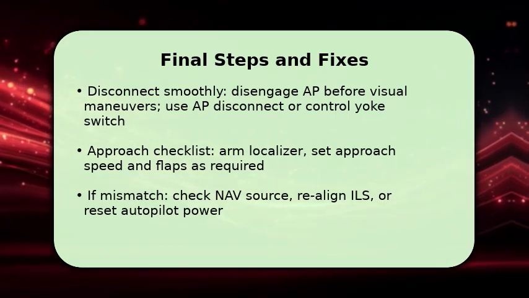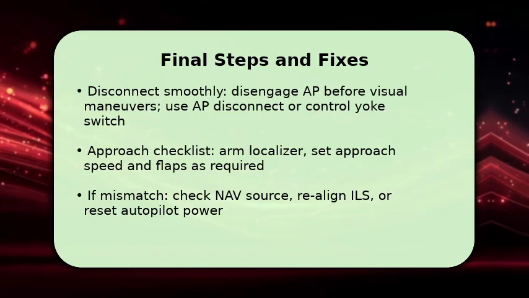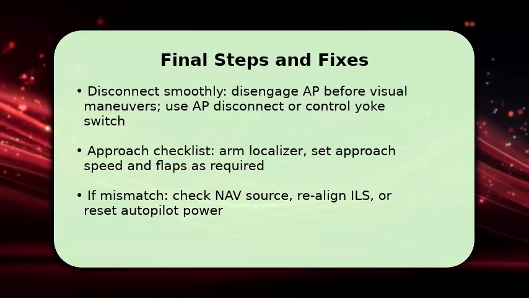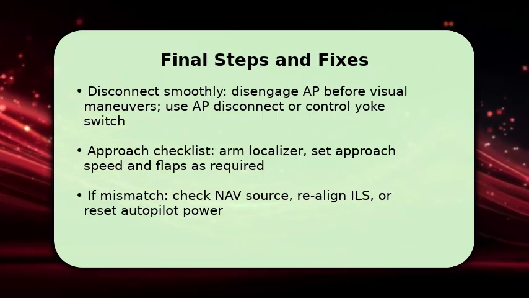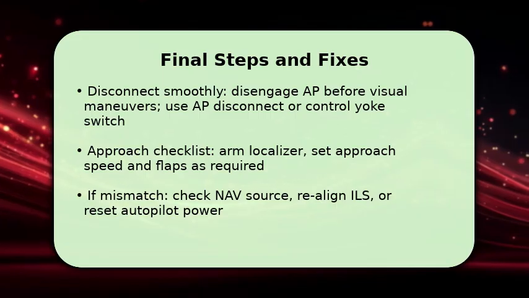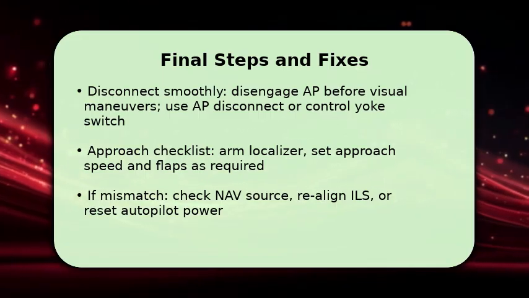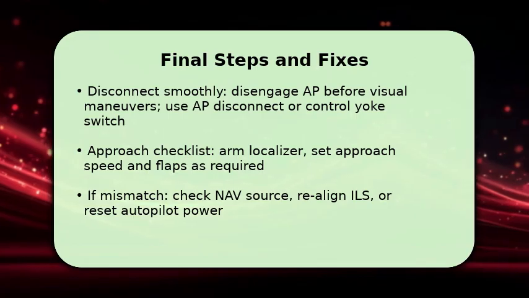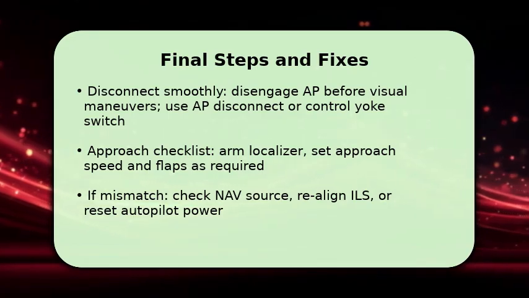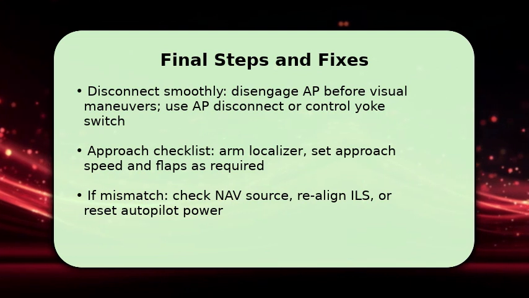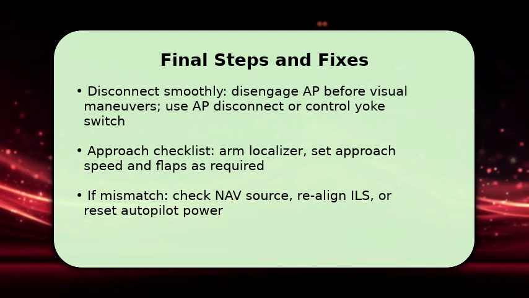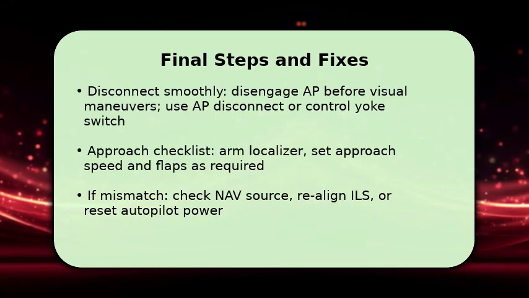Arm the approach mode and localizer when cleared, set flaps and approach speed, and monitor glide path. If the autopilot behaves oddly, verify the NAV source matches your plan, realign the ILS frequency or course, and cycle autopilot power if needed. This often clears mode confusion and restores proper capture behavior for a safe transition to manual control.